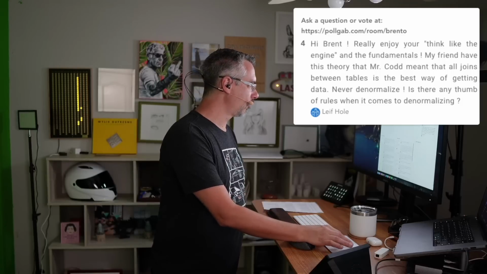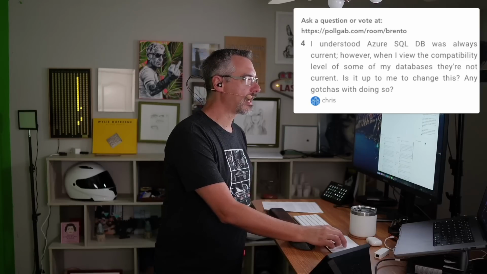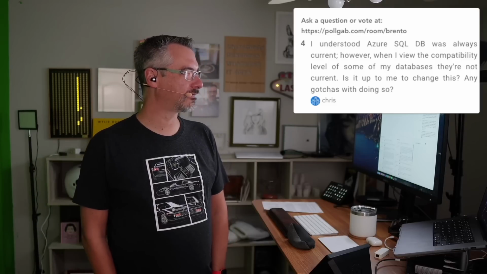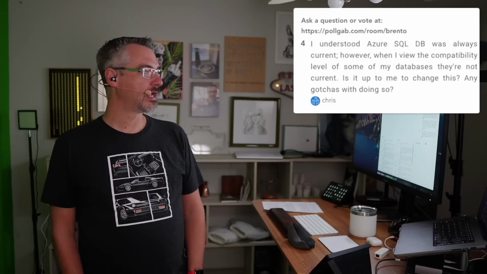And then we'll do one more question. Let's see here. Chris asks, I understood when Azure SQL DB was always current. However, when I view the compat level of some of my databases, they're not current. Is it up to me to change this? Yes. Are there any gotchas with doing so? Yes. Compatibility level can change the behavior of the query optimizer so you can get different execution plans.